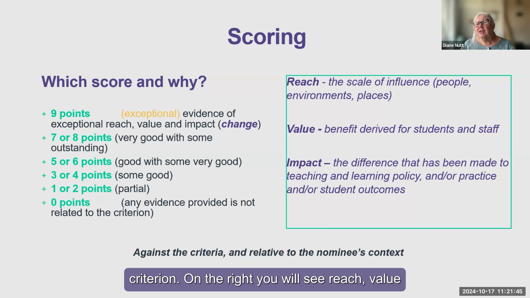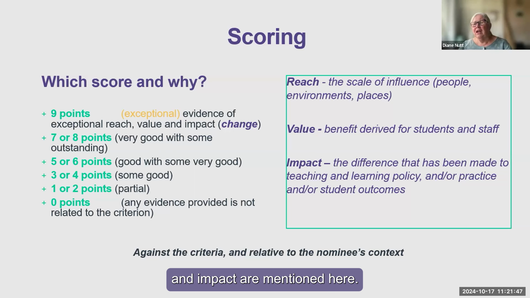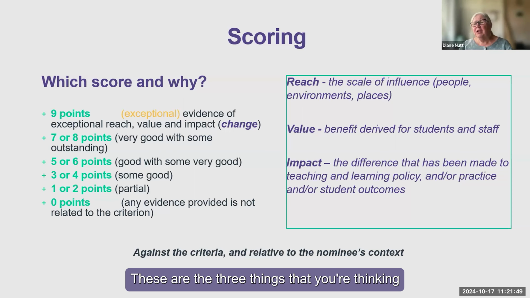On the right, you will see reach, value, and impact are mentioned here. These are the 3 things that you're thinking about when you're reviewing. There's more guidance on them in the guidance documents that we've shared with you. But I just want to pick up on reach briefly, because I think this one can be particularly challenging for people. What we're getting at here is the scale of influence.